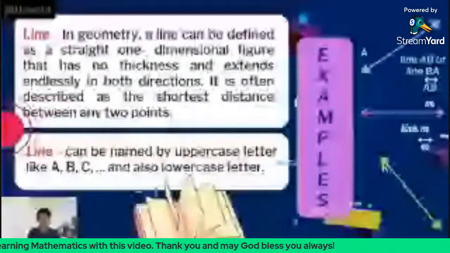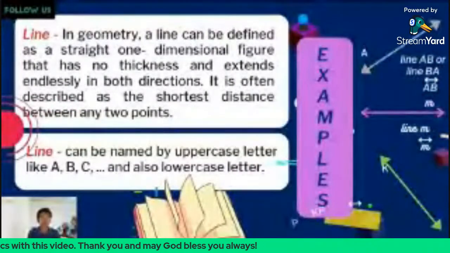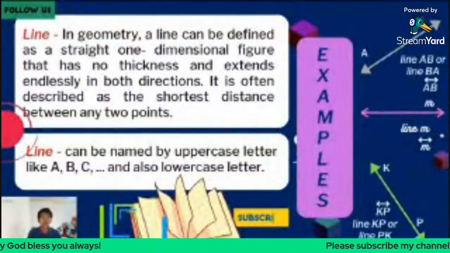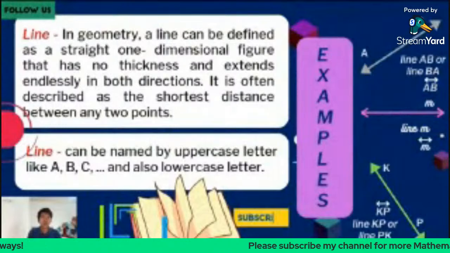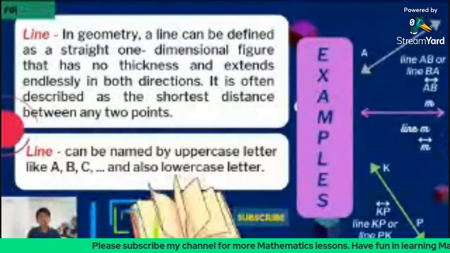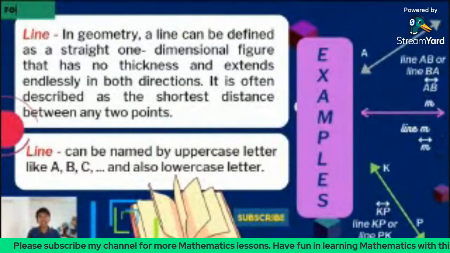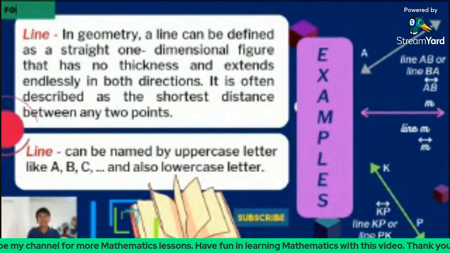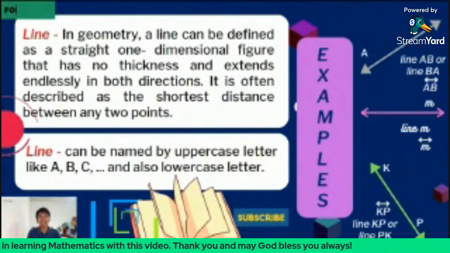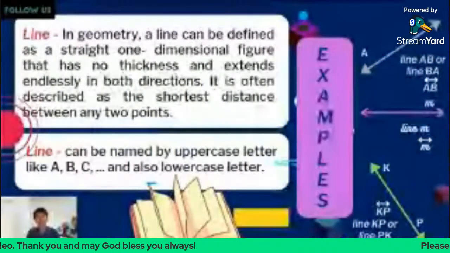So we have also the types of lines. First, we have the parallel lines. Parallel lines are lines that have equal distance between them at any point. They will never meet no matter how far they are extended. So as you can see here, we have line JK and line LM.